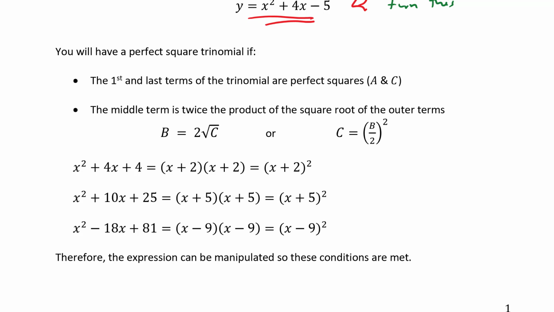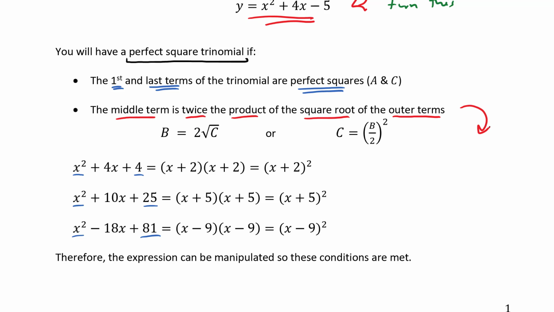So let's examine what happens when we have a perfect square trinomial. So that's what we're looking for. We're trying to find a perfect square trinomial. You have a perfect square trinomial if the first and the last terms are perfect squares. You can see the first and the last term in all three of these expressions are perfect squares. You also have to have the middle term has to be twice the product of the square root of the outer terms. That's wordy. Let's explain what that means.